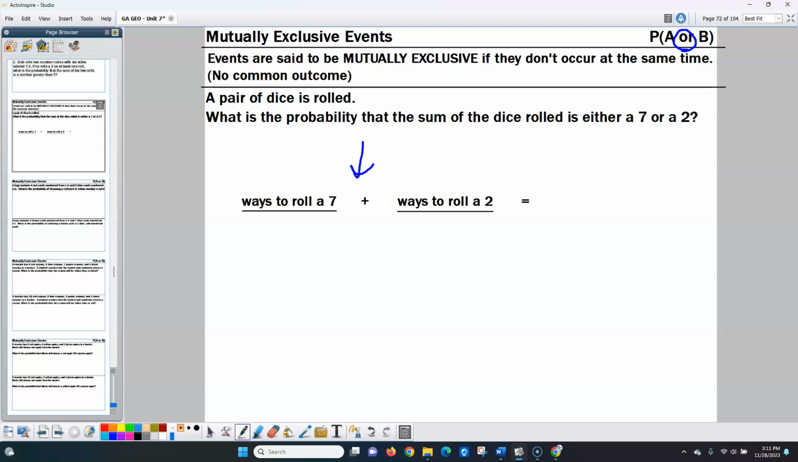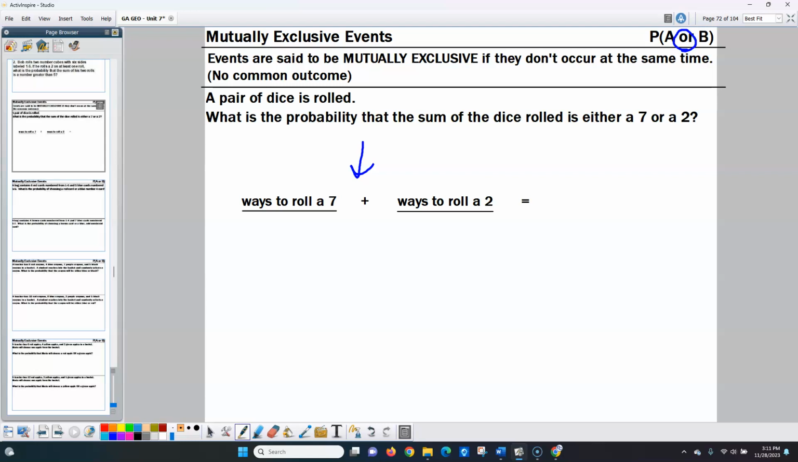Mutually exclusive events. Events are said to be mutually exclusive if they don't occur at the same time. There's no common outcome. What does that mean? Well, we'll see here in a second. A pair of number cubes is rolled. What is the probability that the sum of the number cubes rolled is either a 7 or a 2?